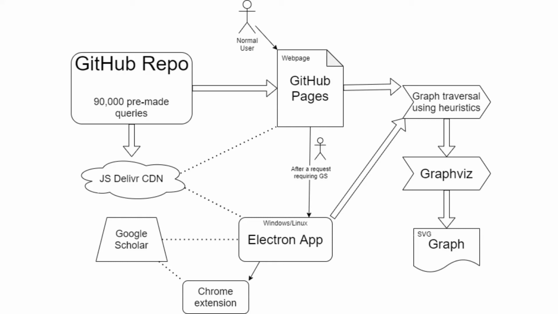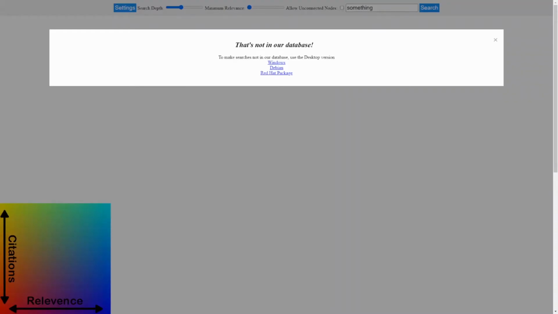After the graph is sufficiently searched, a GraphViz script is generated that will make an SVG of the graph with color-coded nodes of hyperlinks to the article the node represents. In the event that the user makes a search on the web app that requires data we didn't pre-scrape, the user will be prompted to download the Electron app.